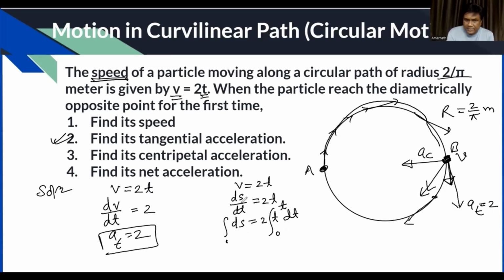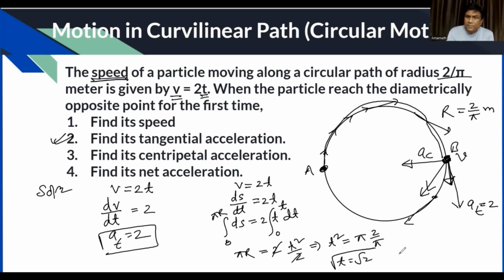Here to here, it is pi r only, no? Yes or not? 0 to T, 0 to pi r distance. So that part will be pi into r. And this part, T dt, is nothing but T square by 2 only. So from here I understand that T square equals pi into r. R is 2 by pi. So pi got cancelled. So T equals under root 2.